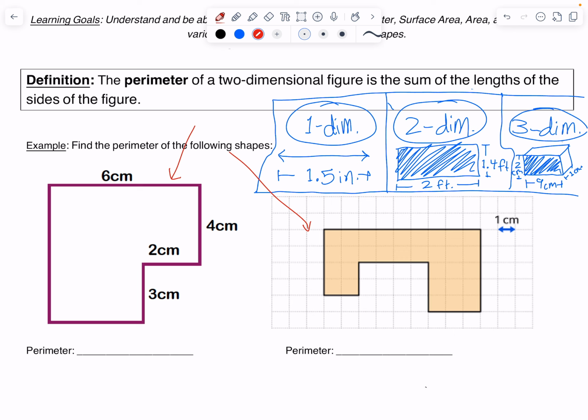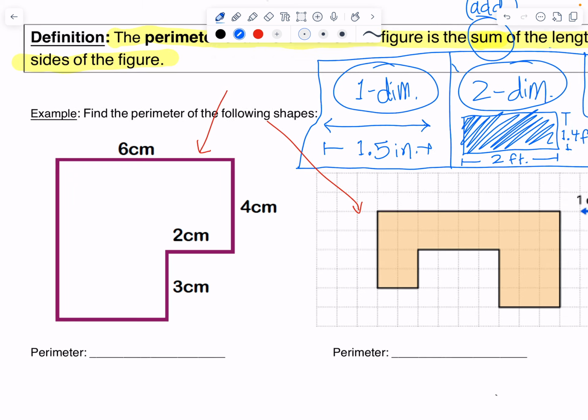So the first measurement we're going to look at in this section is perimeter. The perimeter of a two-dimensional figure, we wouldn't talk about the perimeter of a three-dimensional figure or of a one-dimensional figure. It doesn't really make a lot of sense. So the perimeter of a two-dimensional figure is the sum of the lengths of the sides of the figure. Remember, sum, that's one of those math words that they throw around, but sometimes it's easy to forget what that means. That just means you're adding them. So you're adding all the lengths of the sides of the figure.